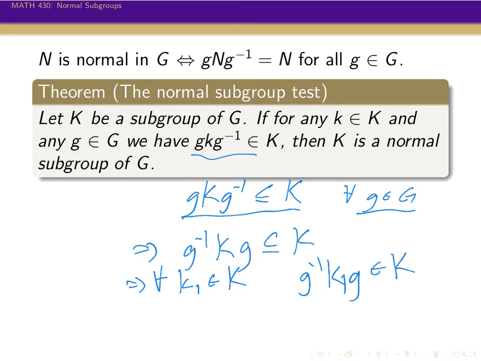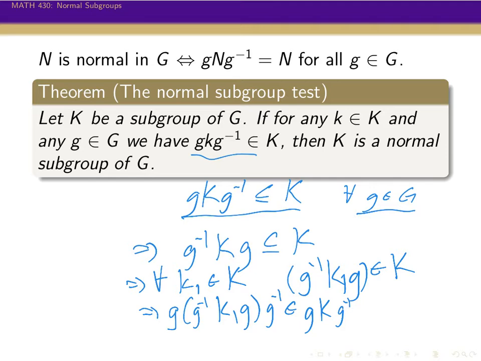And so then, if you then multiply this on the left and right by g and g inverse, then you have that g (g inverse k1 g) g inverse is going to be inside g K g inverse. And these cancel off and you have just k1. So K is inside g K g inverse as well.